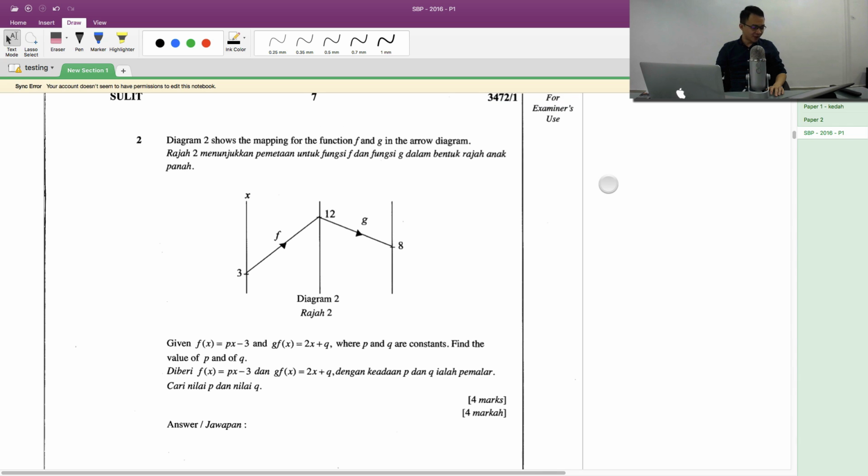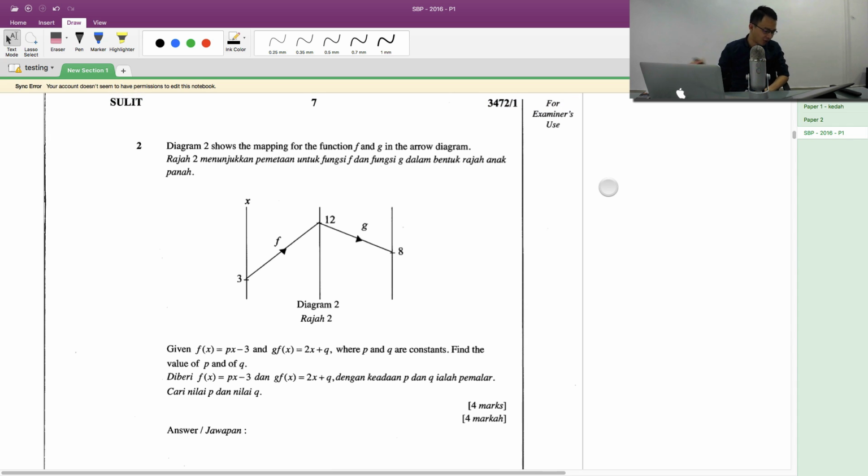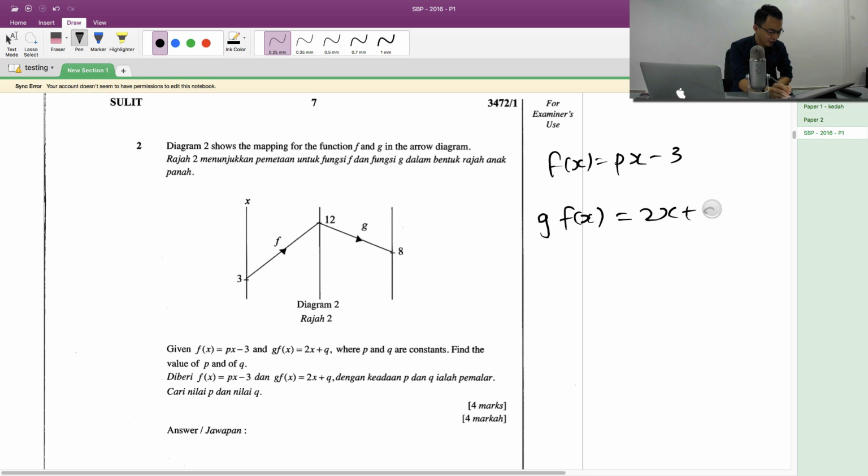Okay, for the second question, it's also a function, obviously. f(x) equals px minus 3. Let me write it out first. g(f(x)) equals 2x plus q. Find the values of p and q.